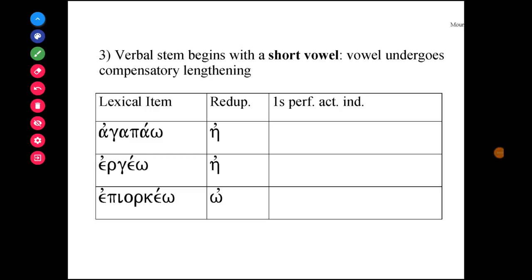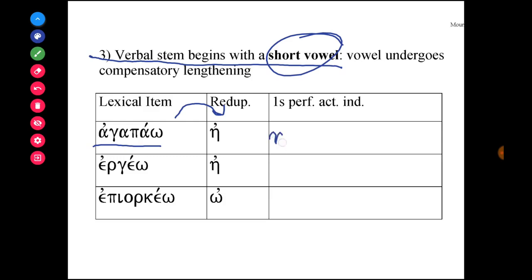The next special rule is simple. If the verbal stem begins with a short vowel, not a consonant, then the reduplication is simply making the short vowel long. So with a word like agapao, I am loving, if I want to say I have loved, my reduplication is the eta, so this alpha goes long, and then my compensatory lengthening, and then here's my first person perfect form, so egapeka is I have loved.